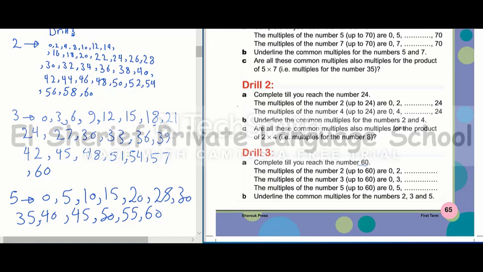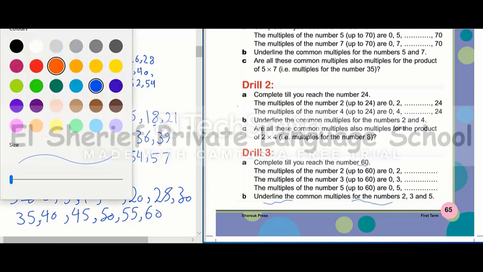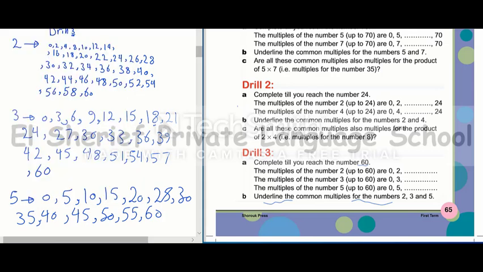Now underline the common multiples for the numbers 2, 3 and 5. So we can put a line under the common multiples. 0 is a common multiple for any number. And here we have 30 and 30 in 5 and also in 2. And here we have 60, 60 and 60.